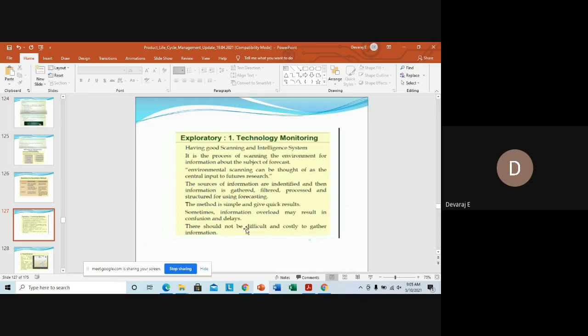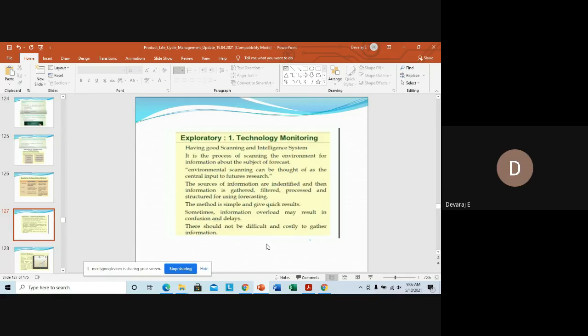Next, it should not be difficult and costly to gather information. It is only gathering information, so there's no need for investing money, right? The company will not invest any money to gather the information regarding the product design engineer. Only the product design engineer will be gathering the information, so there is no cost invested for this process. For technology monitoring, there is no cost invested. The product design engineer will just gather the information and filter it.